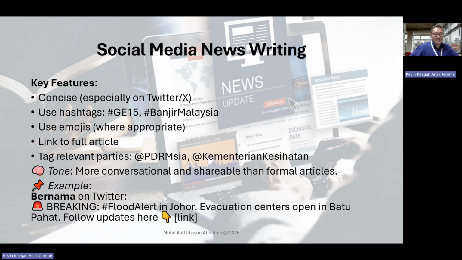Social media news writing, key features: concise, hashtags, don't forget hashtags, emojis, and a link to the full article, because they don't really want to read the full article. They want to read the important gist of the story. For the full article, you can read more through the link. Some newspapers, like Berita Harian or Cosmo, generate an AI summary of the full story. So you don't have to read the whole story, you go for the AI summary. It's much easier.